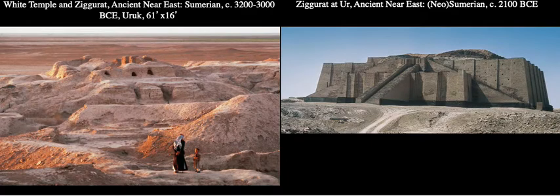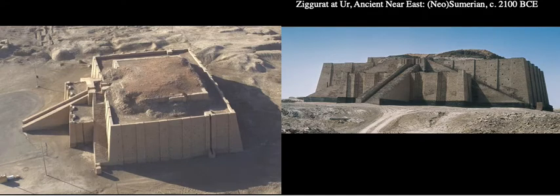Now, the White Temple and Ziggurat here in Uruk might not be in great shape, but the Ziggurat at Ur, which is part of the Sumerian culture and built around 4,000 years ago, is in significantly better shape. And part of the reason it's in better shape is that it was restored, I think, in 1978, but that might not be the exact year.